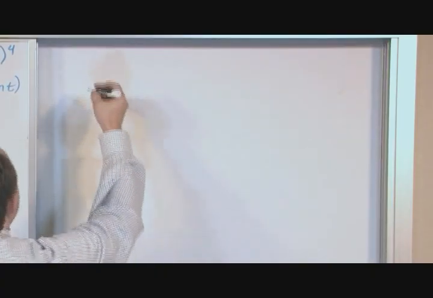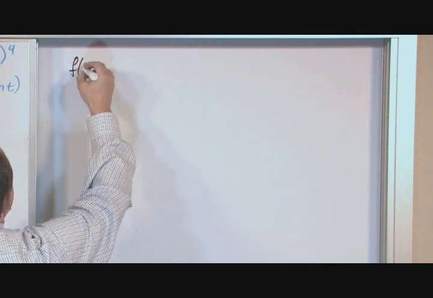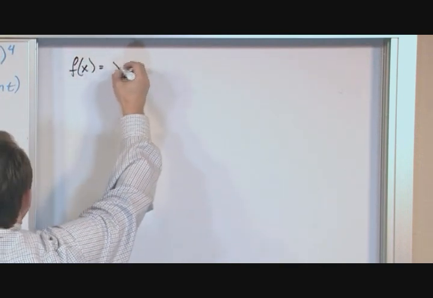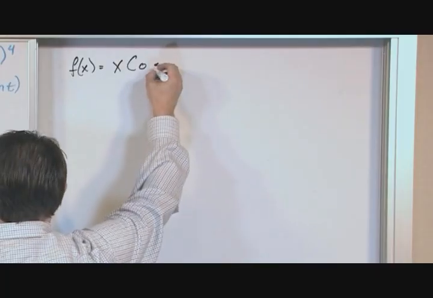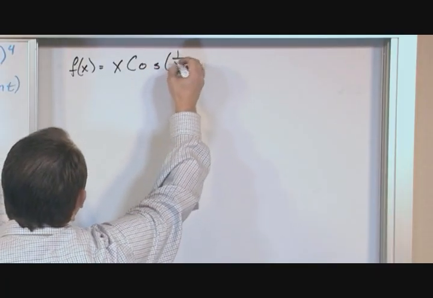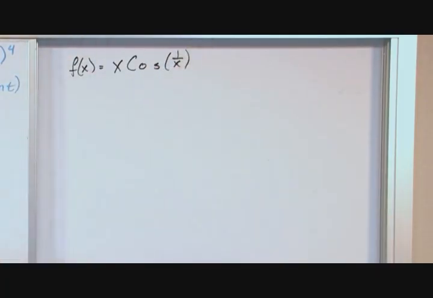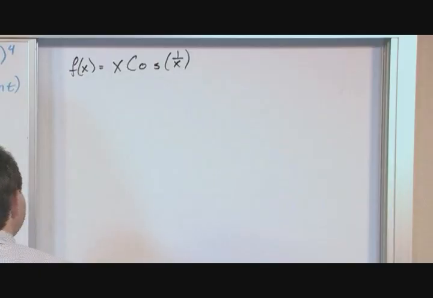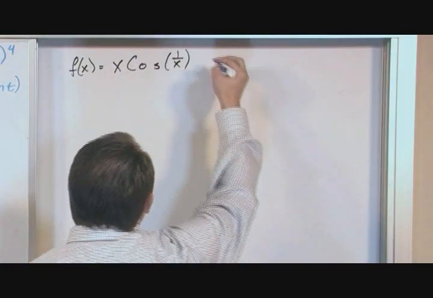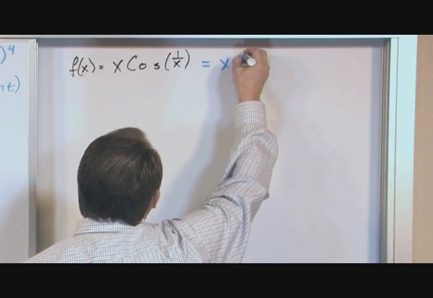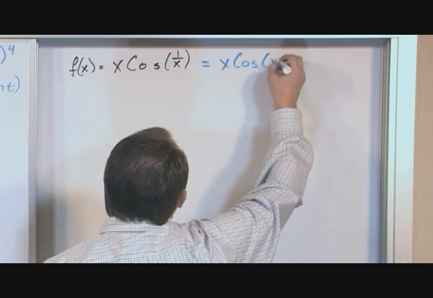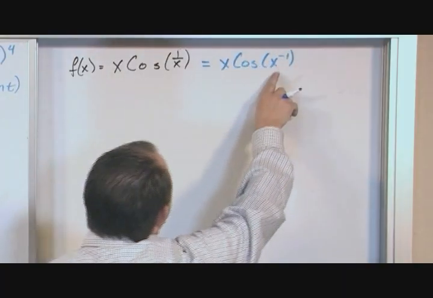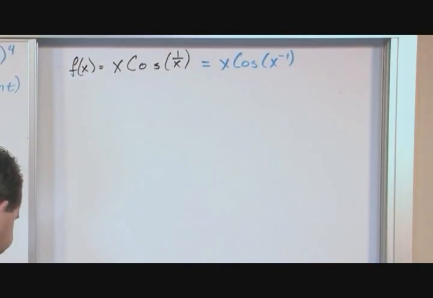Okay, for our next problem, we're going to have our function f of x is equal to x times cosine of 1 over x. So again, looks a little bit ugly at first, but I always recommend that you rewrite these fractions, especially when they're nested, as exponents. So this is the same function as x times cosine of x to the power of negative 1 on the inside.